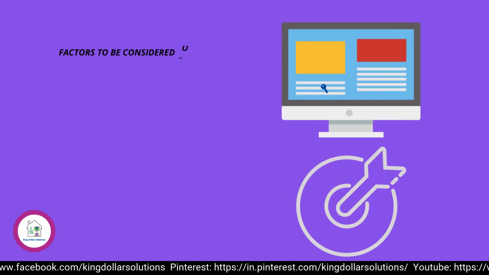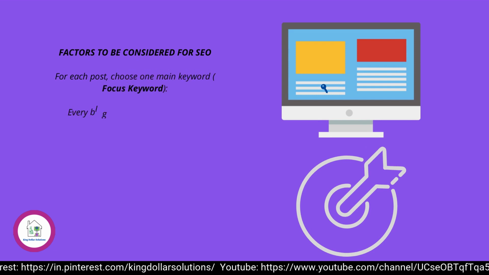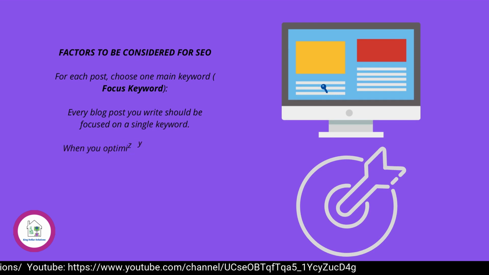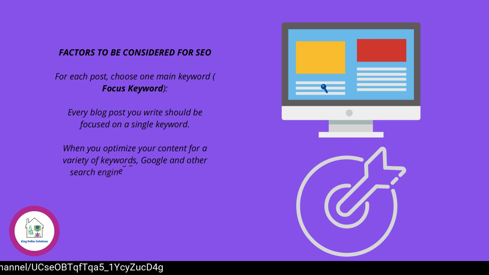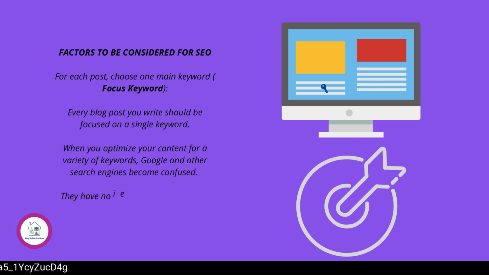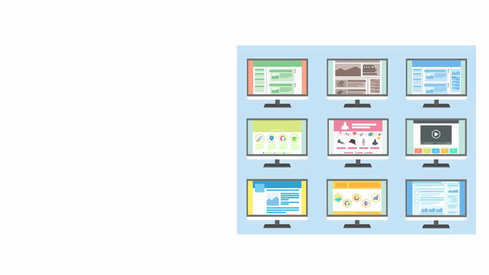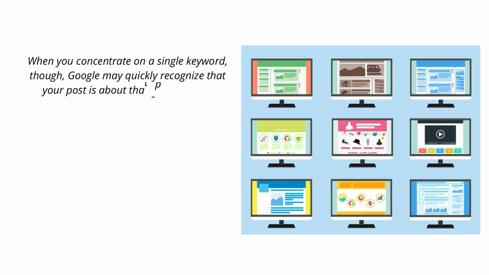Factors to be considered for SEO. For each post, choose one main keyword, that is, the focus keyword. Every blog post you write should be focused on a single keyword. When you optimize your content for a variety of keywords, Google and other search engines become confused. They have no idea what your content is about. When you concentrate on a single keyword, though, Google may quickly recognize that your post is about that specific topic.